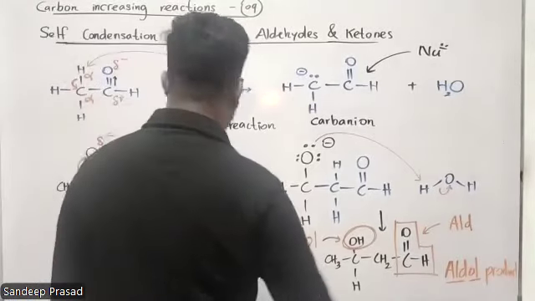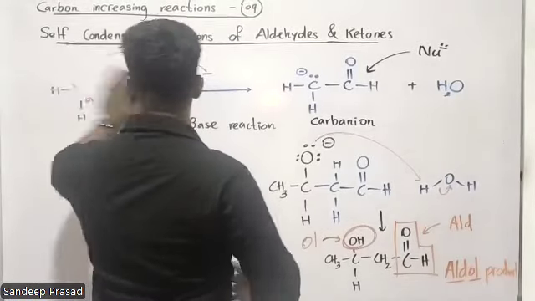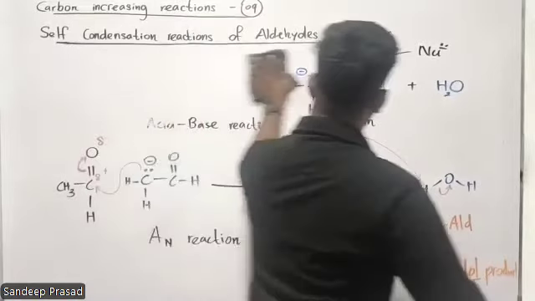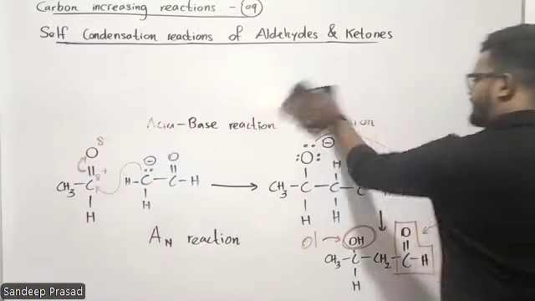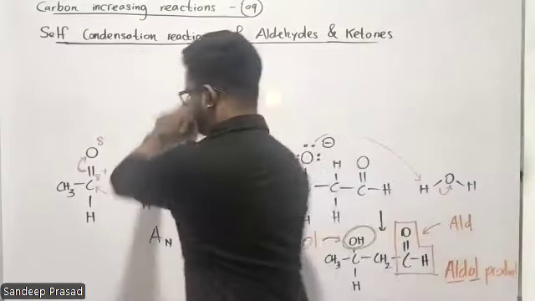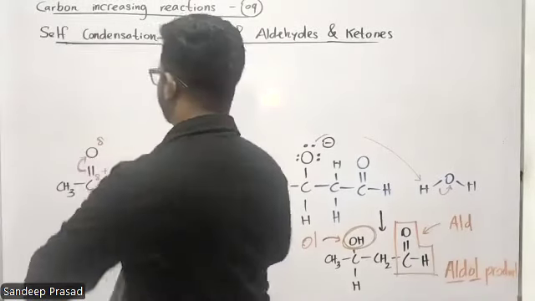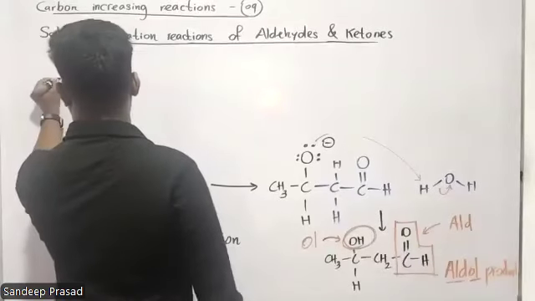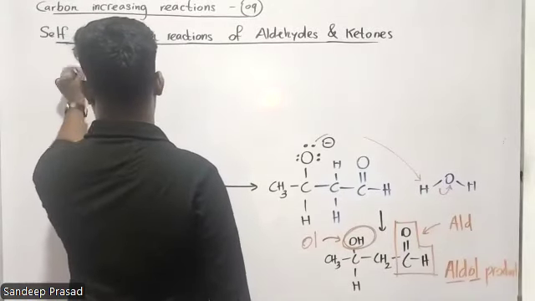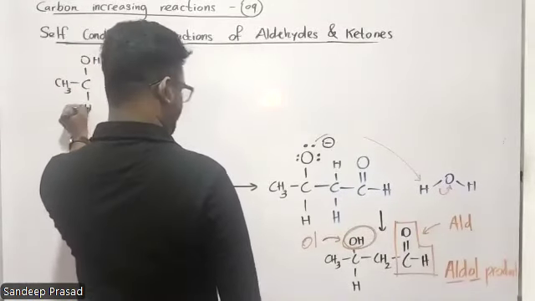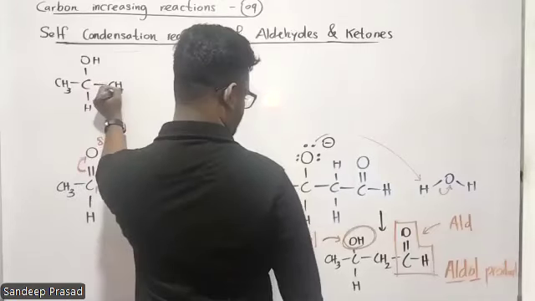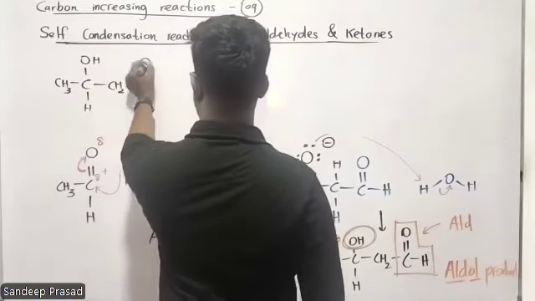Now we have the aldol product, right? Remember, this aldol product can easily be dehydrated. Okay, this can easily be dehydrated. Now this is the aldol product. We have CH3, CHOH, CH2, CHO.